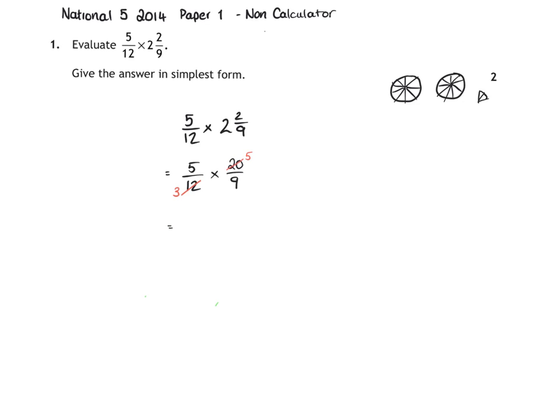We multiply the two top numbers, so we have 5 times 5, which is 25. And then we've got 3 times 9, which is 27. And that is our answer in its simplest form.